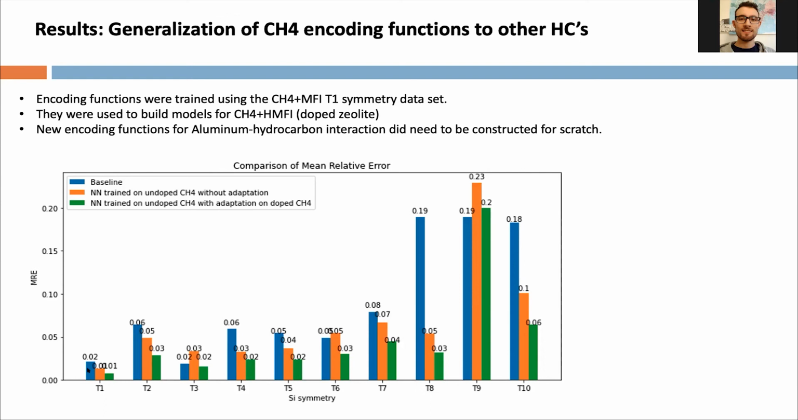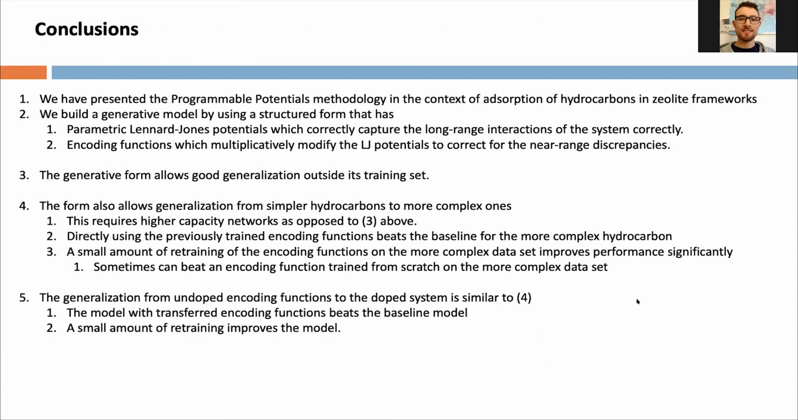But blue again, pure Lagrangian baseline, neural network without adaptation in orange, and then with a little bit of retraining, we can actually improve quite a bit on just the CH4 initialized encoding functions. So I think I have 3 minutes left, so going to conclusions here.